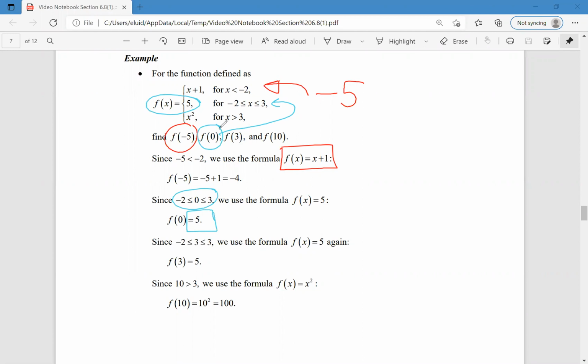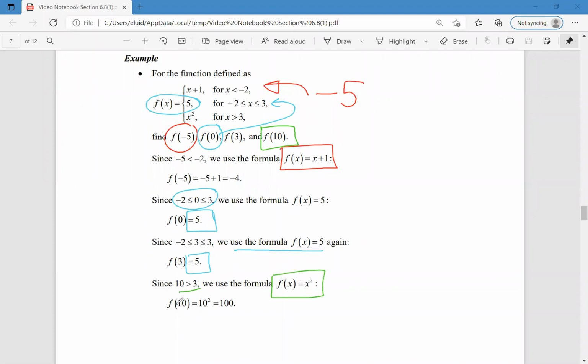Okay, next one, f of 3. That one goes to the same piece because 3 is equal to 3. So it just barely fits in that interval. It doesn't belong to that last piece. 3 isn't greater than itself. 3 is equal to itself. So we get to use the formula again, and f of 3 is also equal to 5. And finally, the last one we're asked to do, f of 10. We get to use this last piece of the function, because 10 is greater than 3, we get to plug into f of x equals x squared.